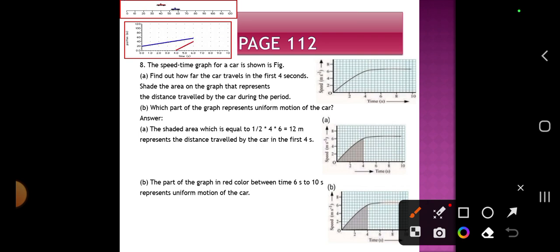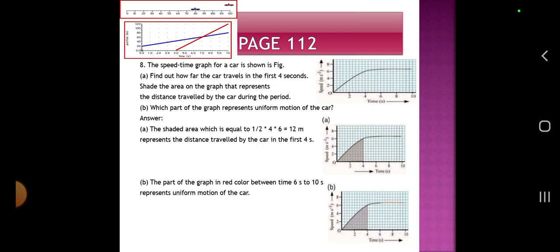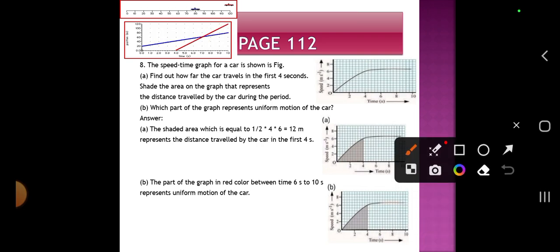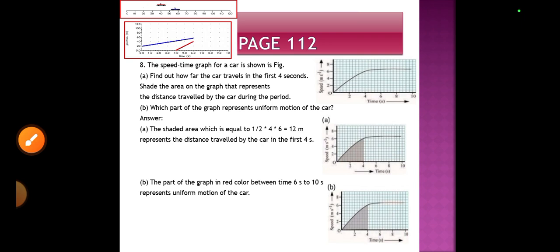So here you can see the graph. Let me make this graph visible. See, here you can see this is the graph. Where is the uniform motion? From 6, it goes continuously with no change. That is the uniform motion. This is the uniform motion. If anybody says shade the area which is the uniform motion, you can shade this area with the uniform motion. Let's move on to the next question.